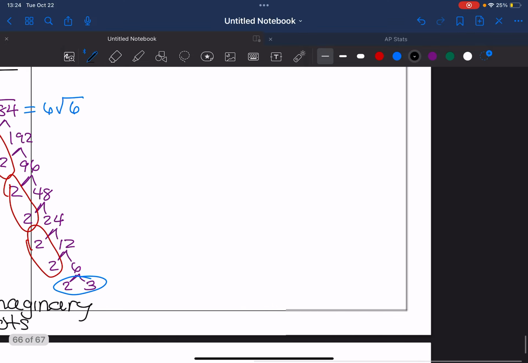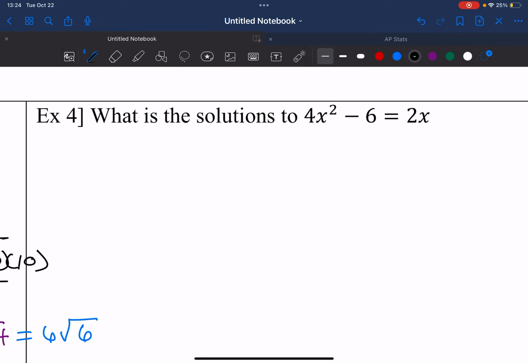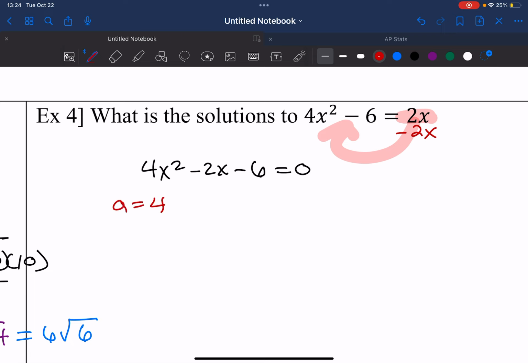Okay. Next example. First, I need to put this into standard form by moving over the 2x. So that's going to be minus 2x. So I have 4x squared minus 2x minus 6 equals 0. Notice when I subtracted the 2x over, I made sure that it was in the right position. Now I label my a, b, and c. a is 4, b is -2, and c is -6.